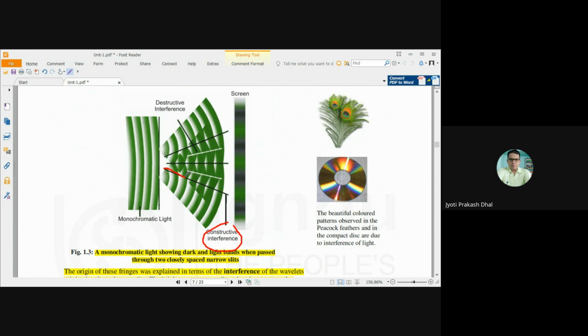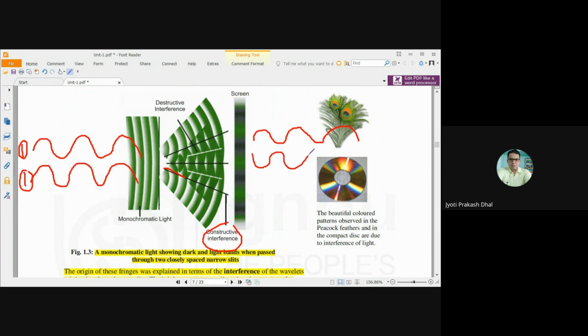Suppose this is one wave, the first wave, and this is the second wave. Now if you merge the first and second wave, the amplitude of the resultant wave will be increased, that is called constructive interference. Now suppose this is the first wave and this is the second wave. Now if we merge the two waves, the resultant amplitude will be decreased. So this type of interference will be called destructive interference.